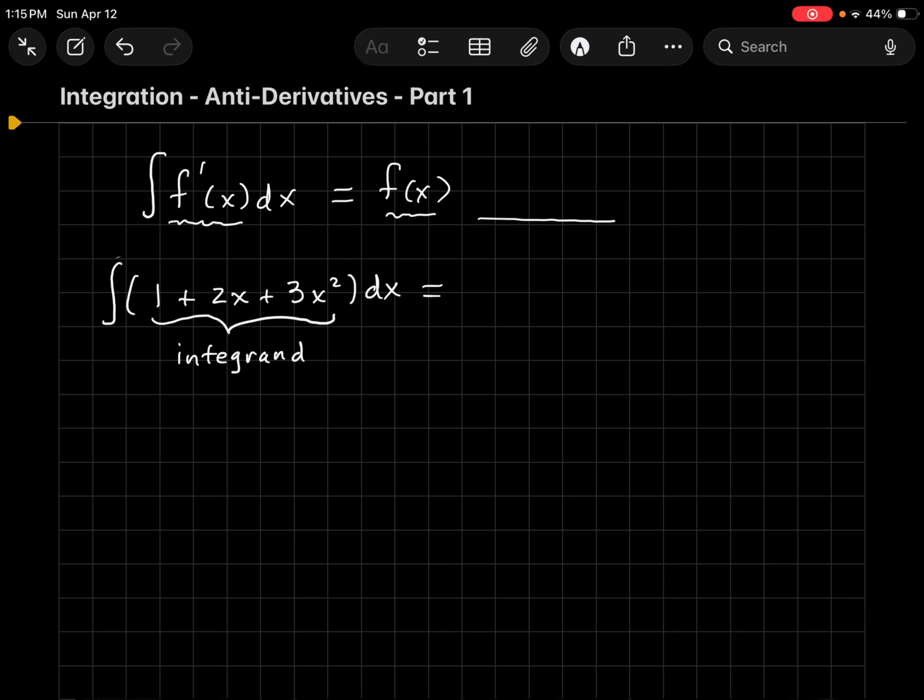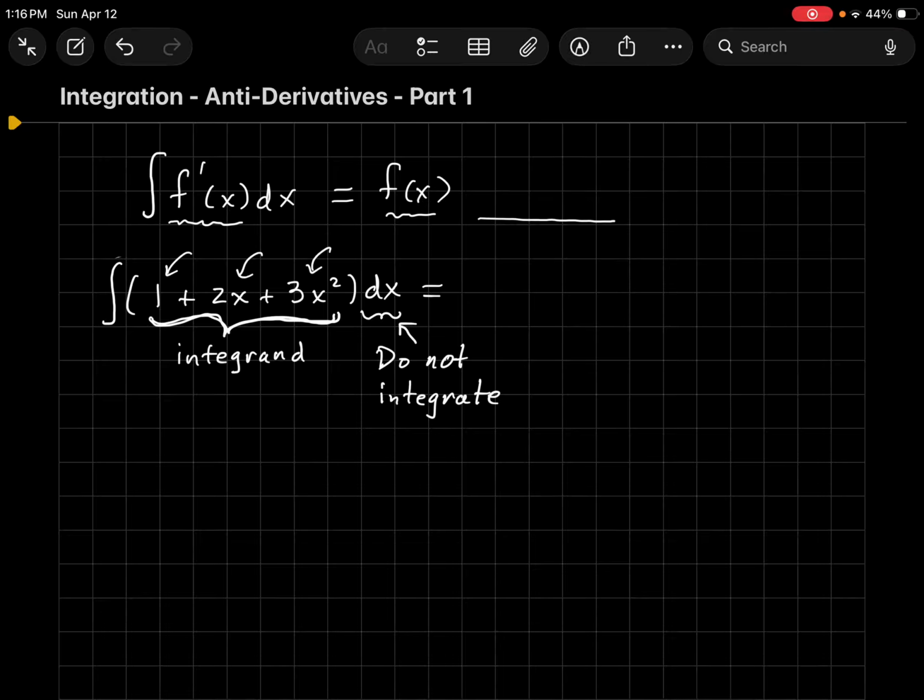A side note, the dx is there for the theory. Sometimes it helps us set up more complicated problems, but we do not integrate. That is, we do not find the antiderivative of dx. We find the antiderivative of these pieces here. So how do we find the antiderivative? One way, sometimes it's the only way, is to say the derivative of what function gave us each of these pieces.